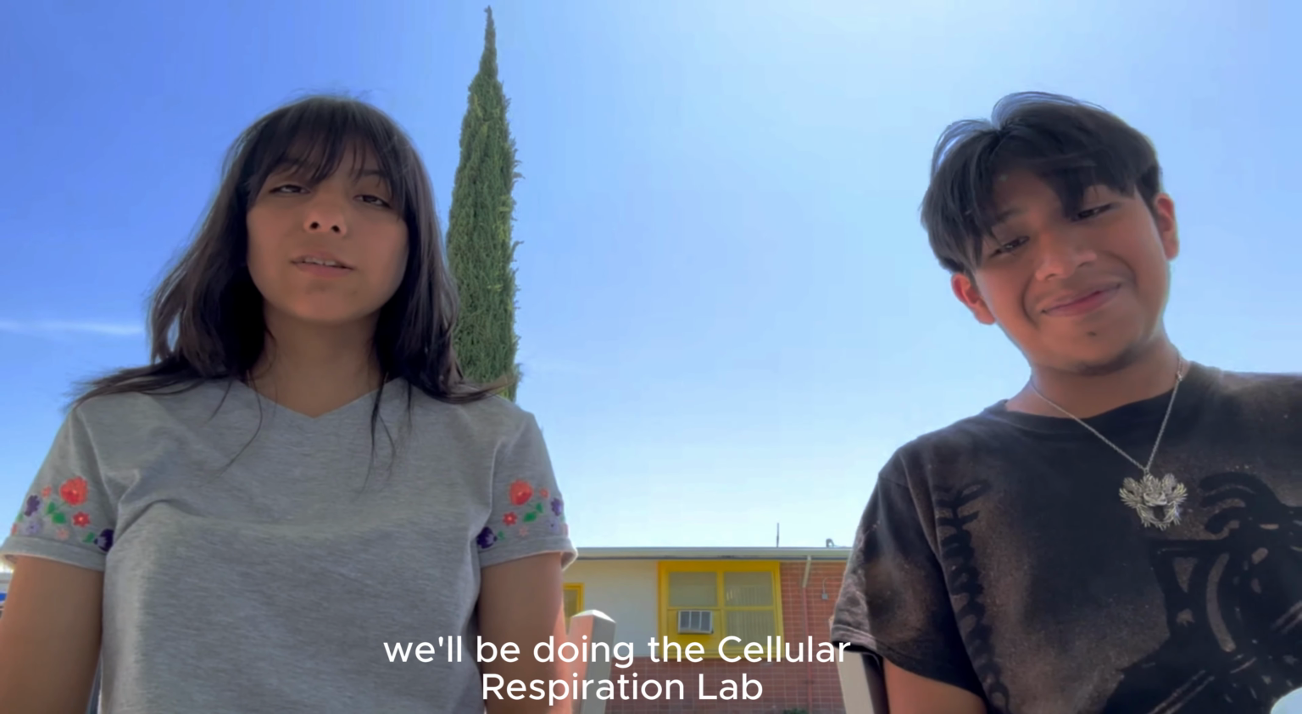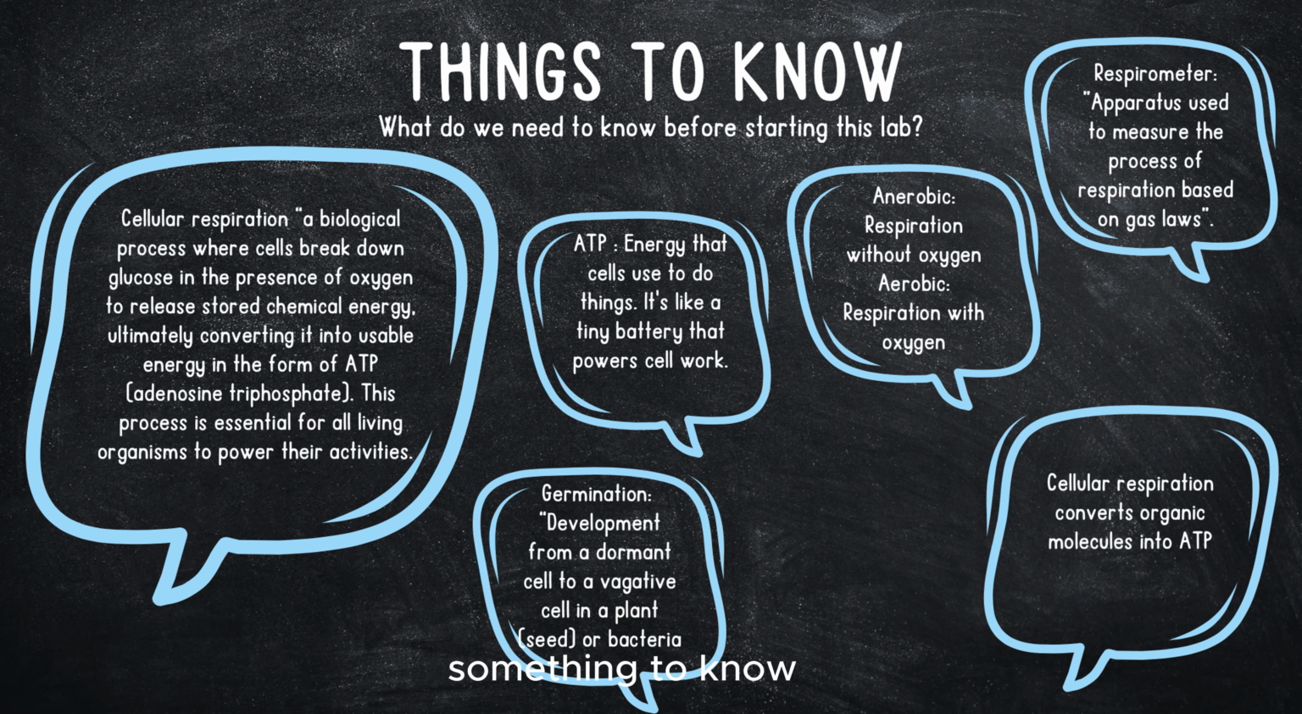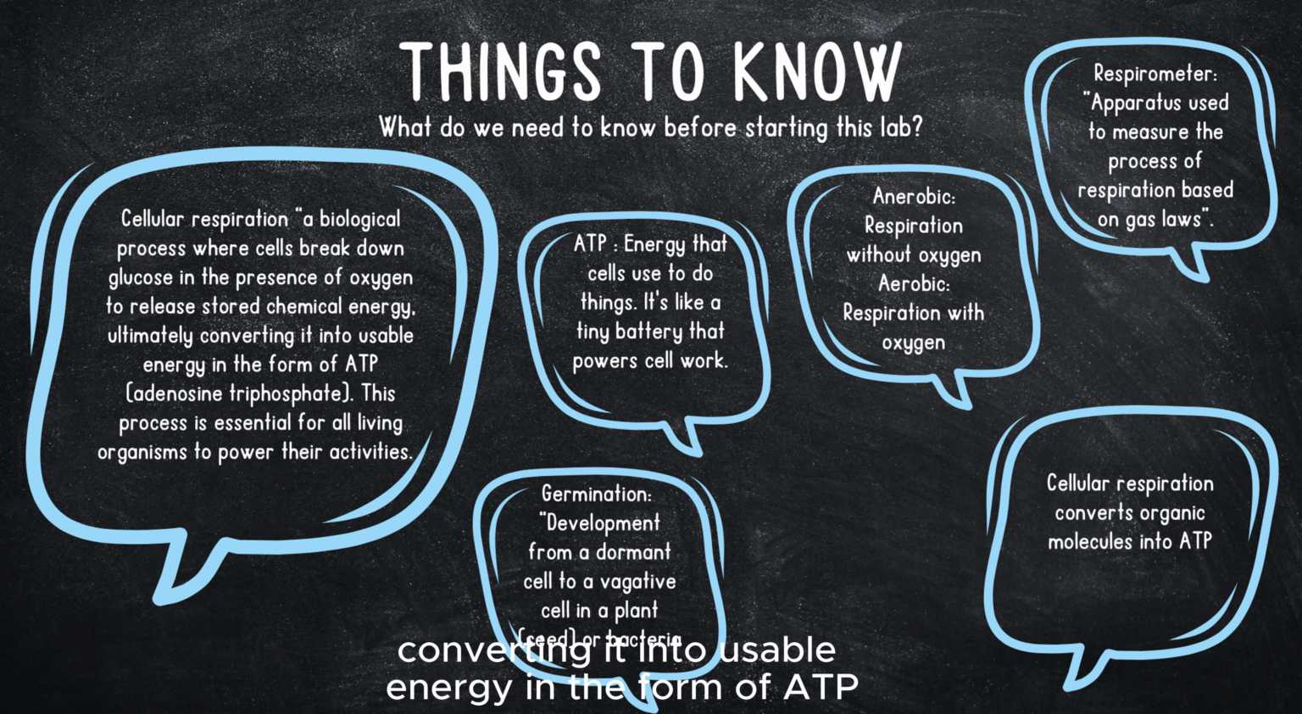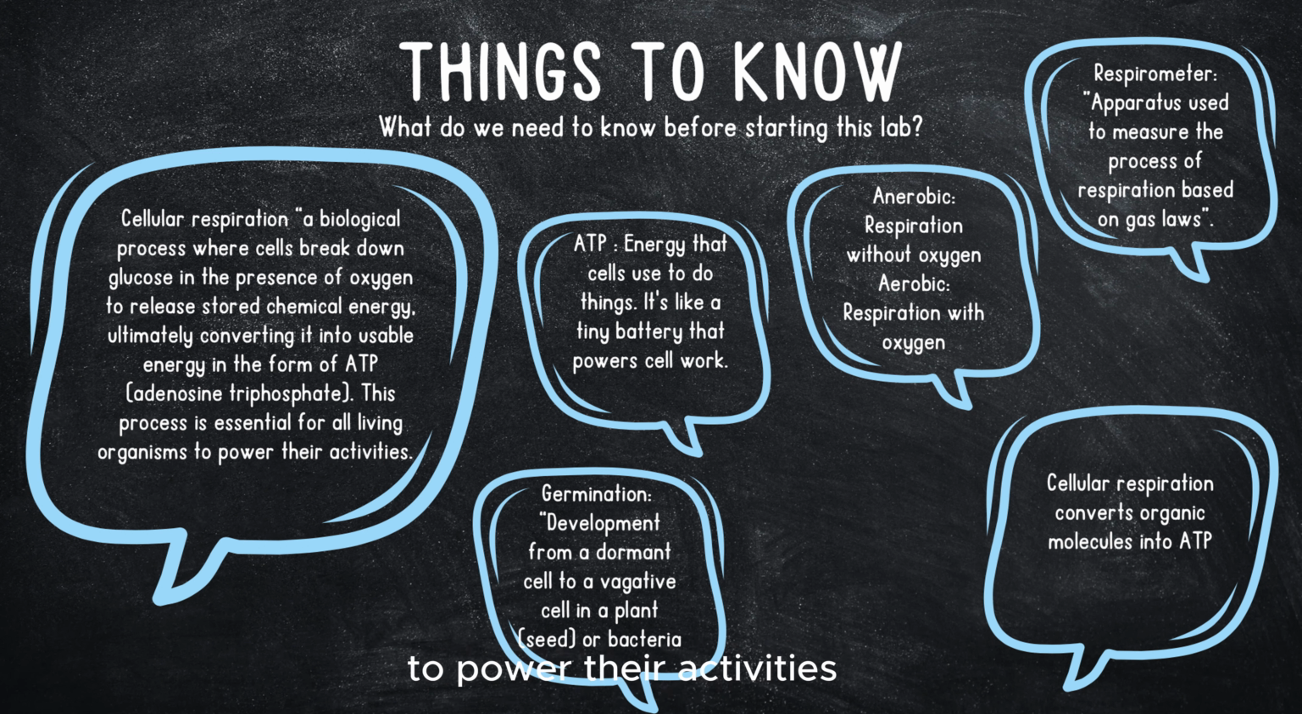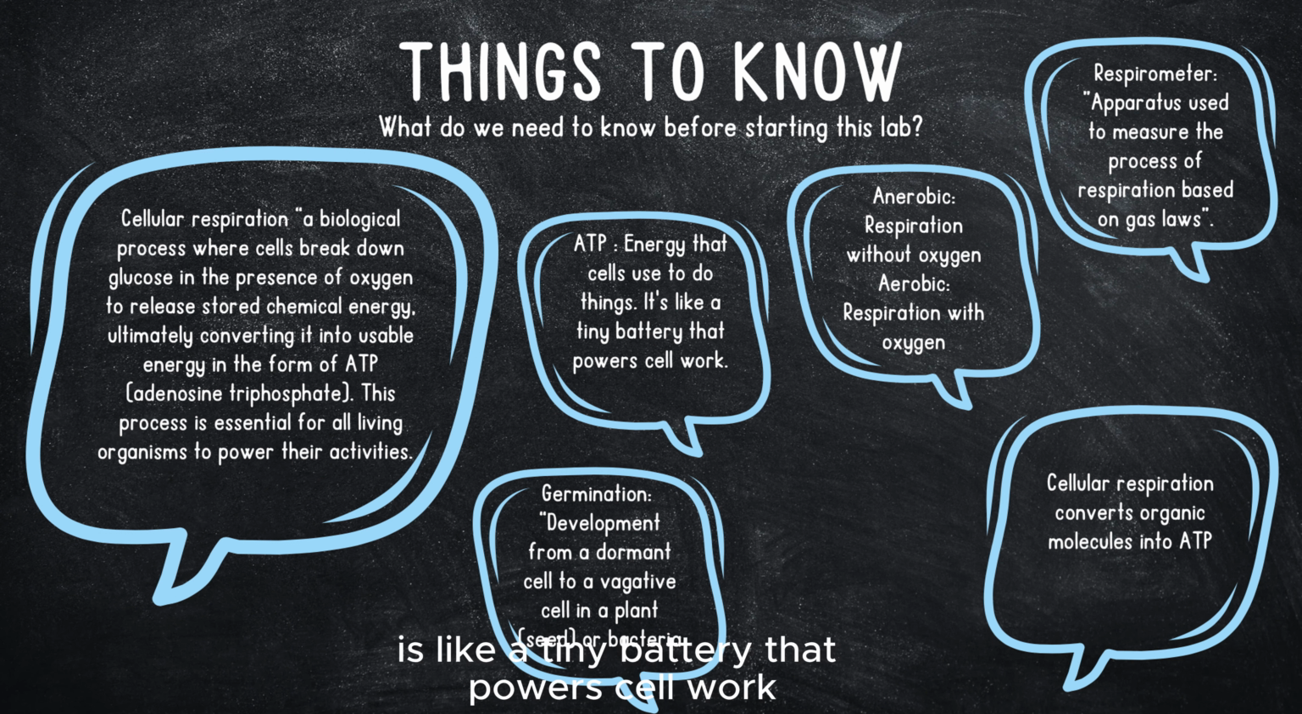We'll be doing the Cellular Respiration Lab for AP Biology. Something to know: cellular respiration is a biological process where cells break down glucose in the presence of oxygen to release stored chemical energy, ultimately converting it into usable energy in the form of ATP. This process is essential for all living organisms to power their activities. ATP, the energy cells use to do things, is like a tiny battery that powers cell work.